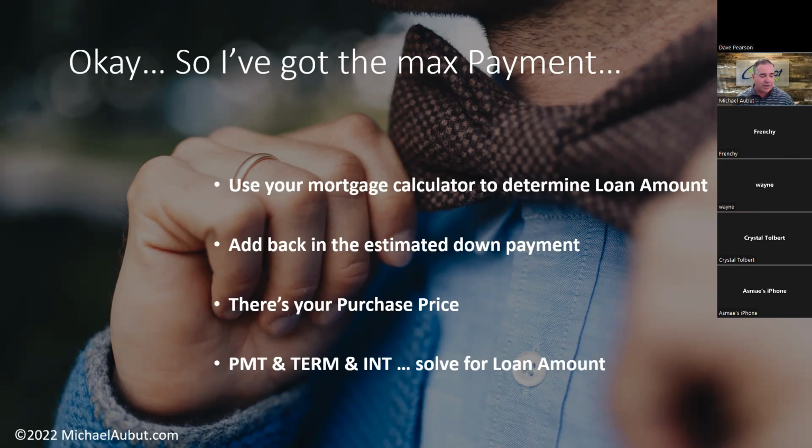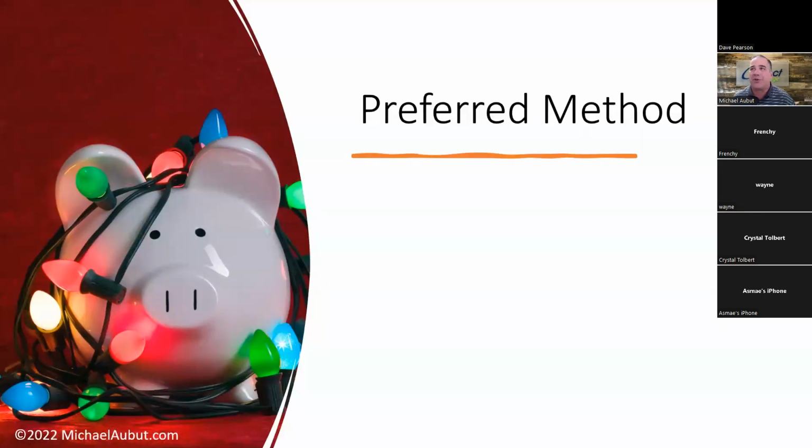Payment, term, interest on your calculator to come up with the loan amount. And I know this is complicated. I know it is. I'm teaching you napkin math, but there's a preferred method. Okay. What's the preferred method? Put the stuff in your loan origination system.